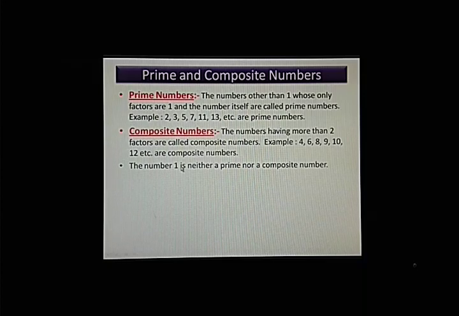It is itself a factor. So there is only 1 factor. So it doesn't fall in the prime number category. Also it will definitely not fall in the composite number category. So it is neither prime nor composite.